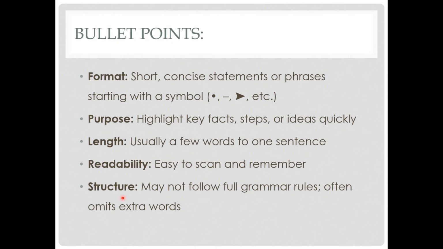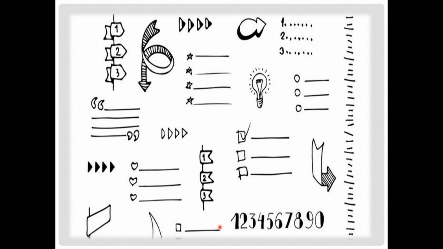What should be the structure? The structure may not follow full grammar rules. Often omits extra words. For example, यहाँ पे सब bullet points they are starting with a capital letter, but there are no full stops at the end. तो grammatical rules को हम omit कर सकते हैं, extra words को remove कर सकते हैं to make the bullet points smaller and easy to understand. These are different fonts that can be used before starting a new bullet point.